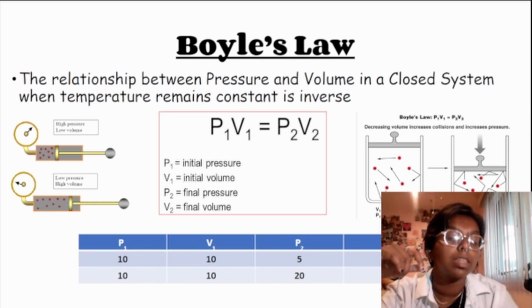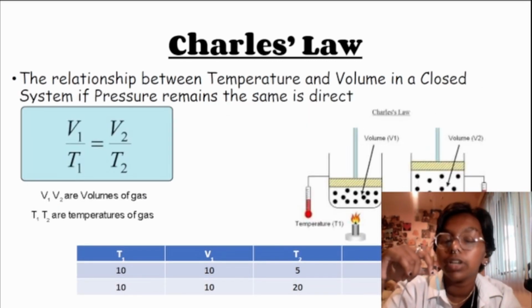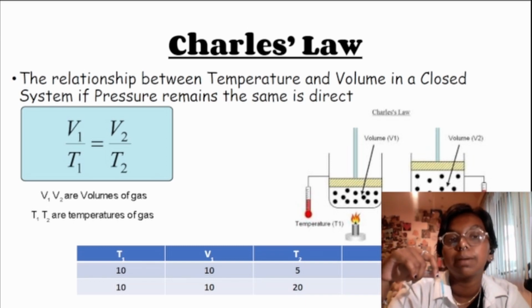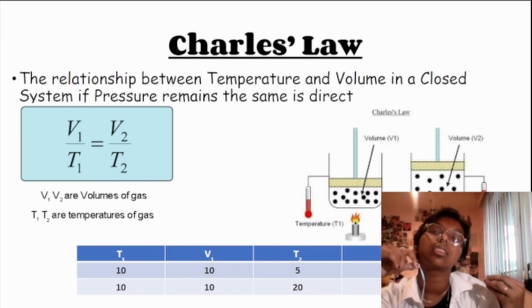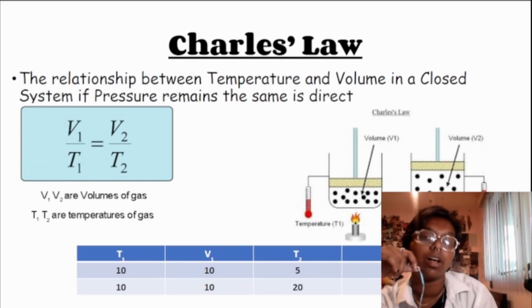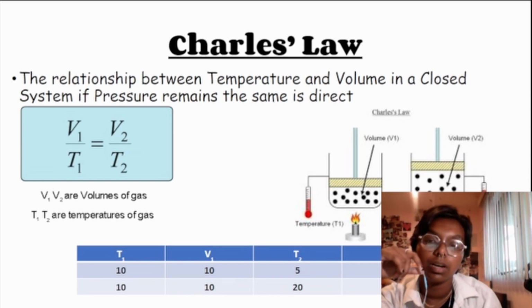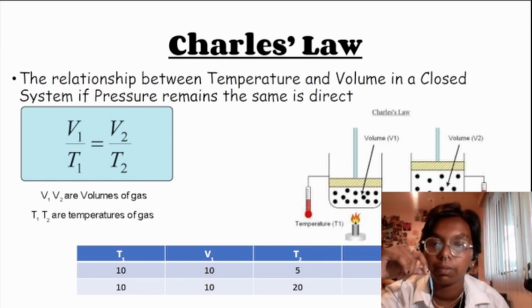When one goes up, the other goes down. Okay, Charles' law, right? Charles' law talks about the relationship between temperature and volume when pressure is constant, and it says that the relationship between temperature and volume in a closed system is direct. So if one goes up, the other will go up. If one goes down, the other will go down, right?